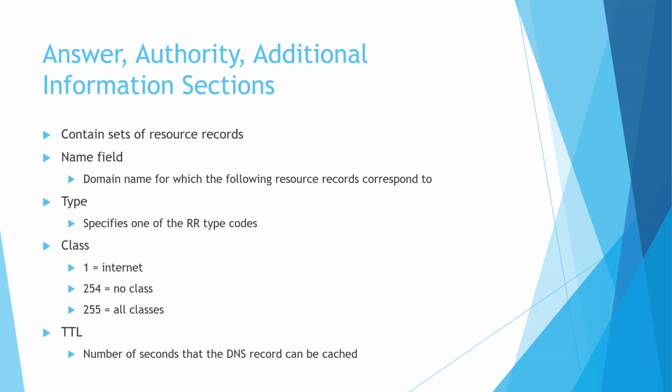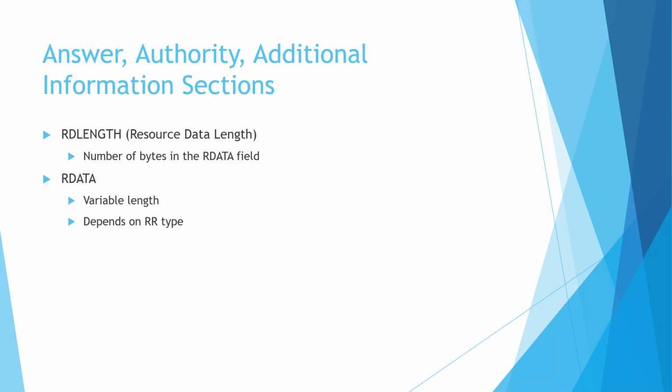There's the name field, which is going to be the domain name to which the following resource records correspond. The type, which is going to be one of the resource record type codes. Class, again, 1, 254, 255, same as the previous section. And then in this case, we have TTL. It's going to be the number of seconds that the DNS record can be cached for. And so, again, there are pros and cons to both. Sometimes it's really low, and sometimes it's really high. We also have RD length, which is resource data length. It's going to be the number of bytes in the R data field.